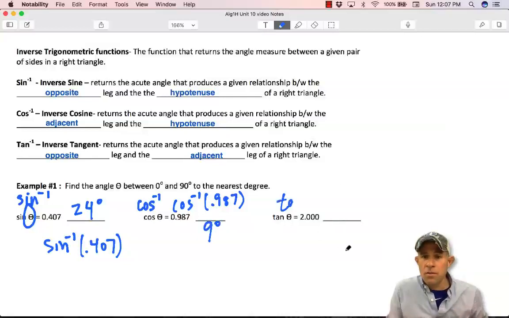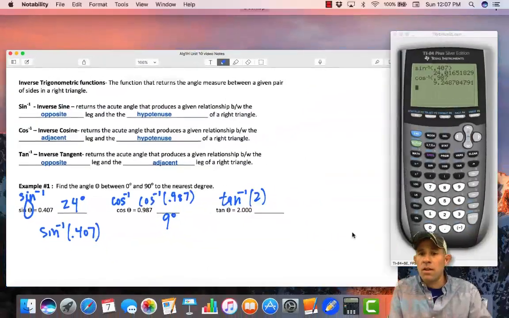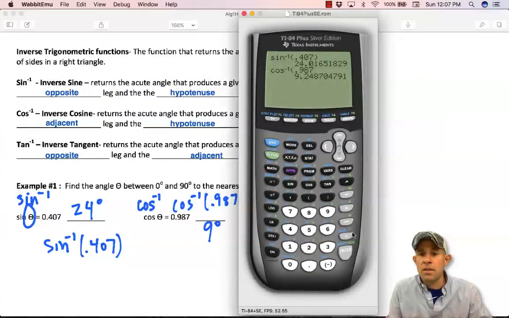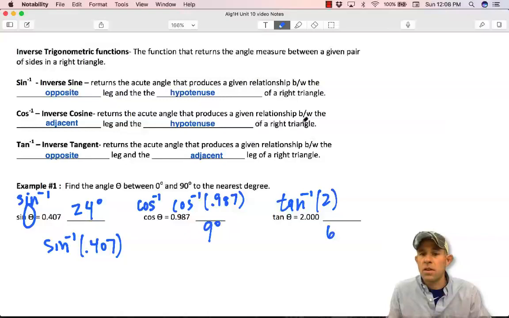Next one, you guessed it, we're going to take the inverse tangent of 2. And when we go to our graphing calculator for that, we take the inverse tangent, hit second function tangent, and then enter. It is a 63-degree angle.